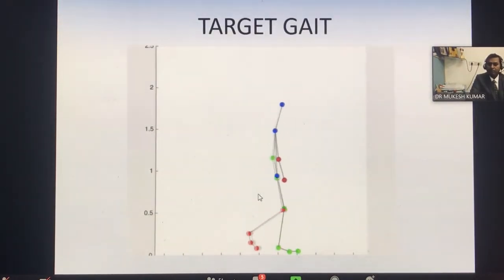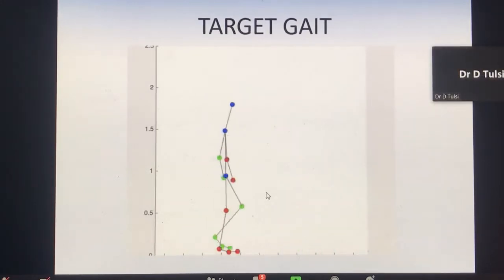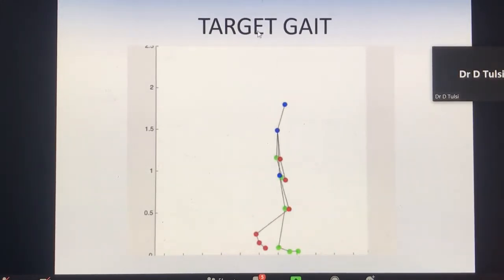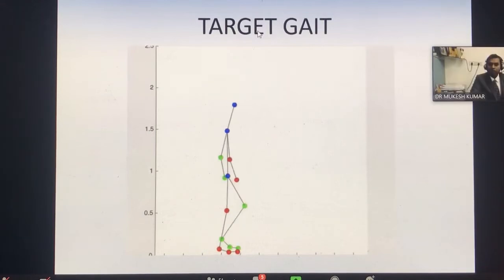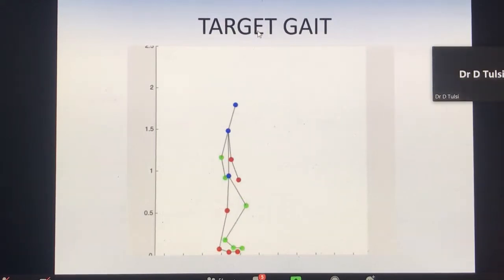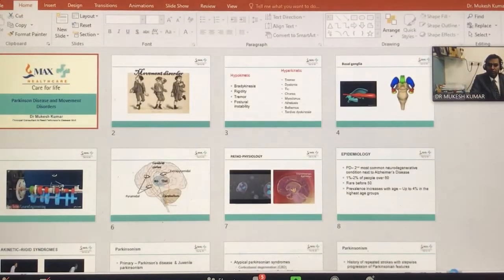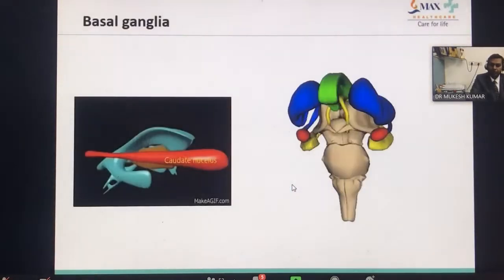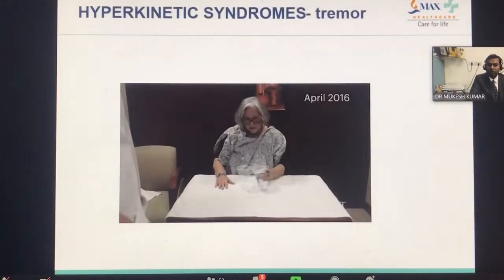And the target gaze after this, it is all this. Okay. So with this, I just want to show another thing, which is the other types of movement disorders. Starting with the hyperkinetic movement disorders.